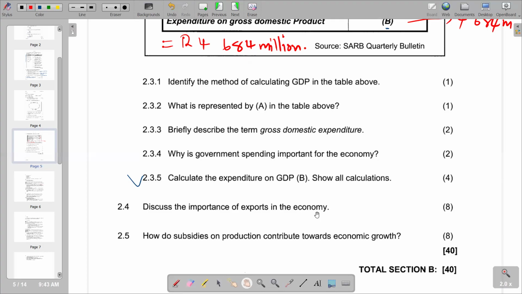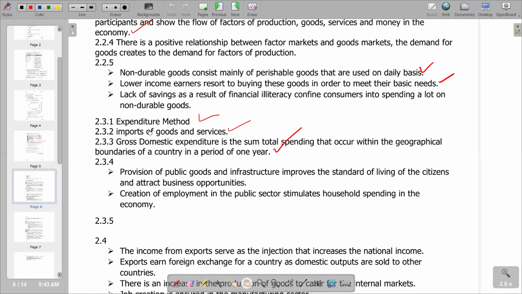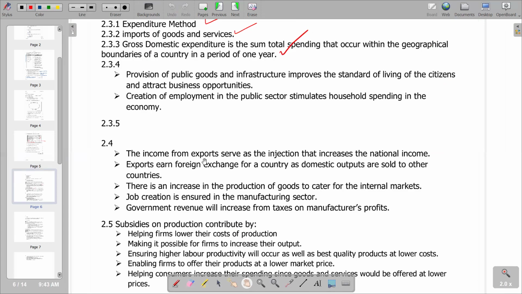So according to our other section, we can try to see what we have in terms of importance of exports. So we've got the first one saying the income from exports serves as the injection that increases the national income. So that becomes the first point. So moving on to the second point, exports earn foreign exchange for a country as domestic outputs are sold to other countries. So foreign exchange is the foreign currency that we are talking about.